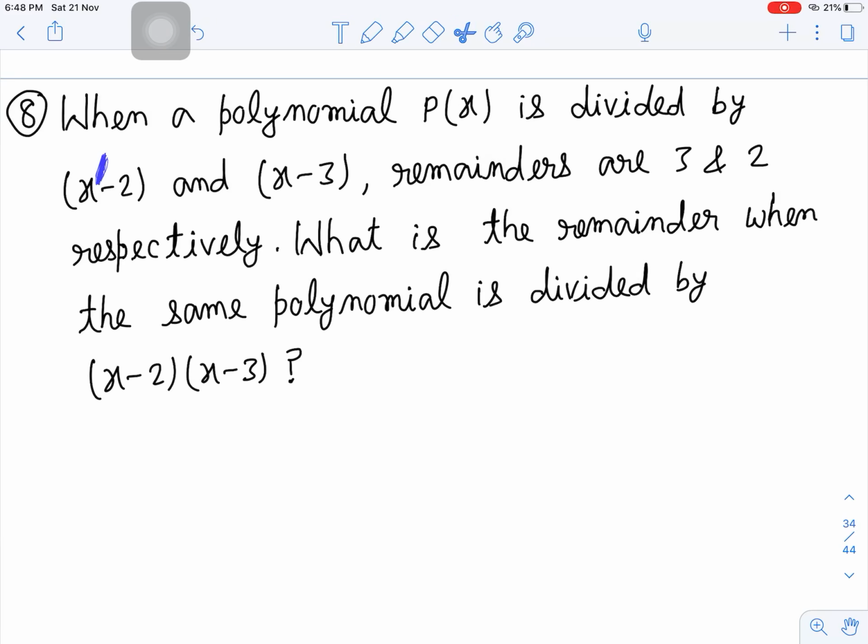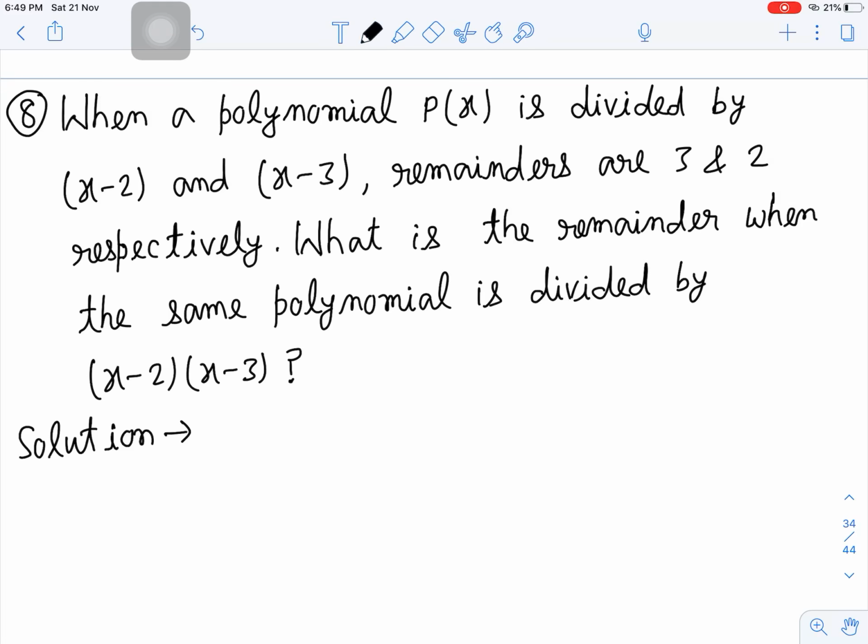0 means if the degree of a polynomial is 0, it will be a constant, as you can see here. But in this case, the degree of the divisor is 2, because x into x will be x square. So the highest power term is having power 2. So if the degree of the divisor is 2, then the degree of the remainder would be either 0 or 1, because less than 2, what is the number? Either 1 or 0. So the degree of the remainder can be either 1 or 0.